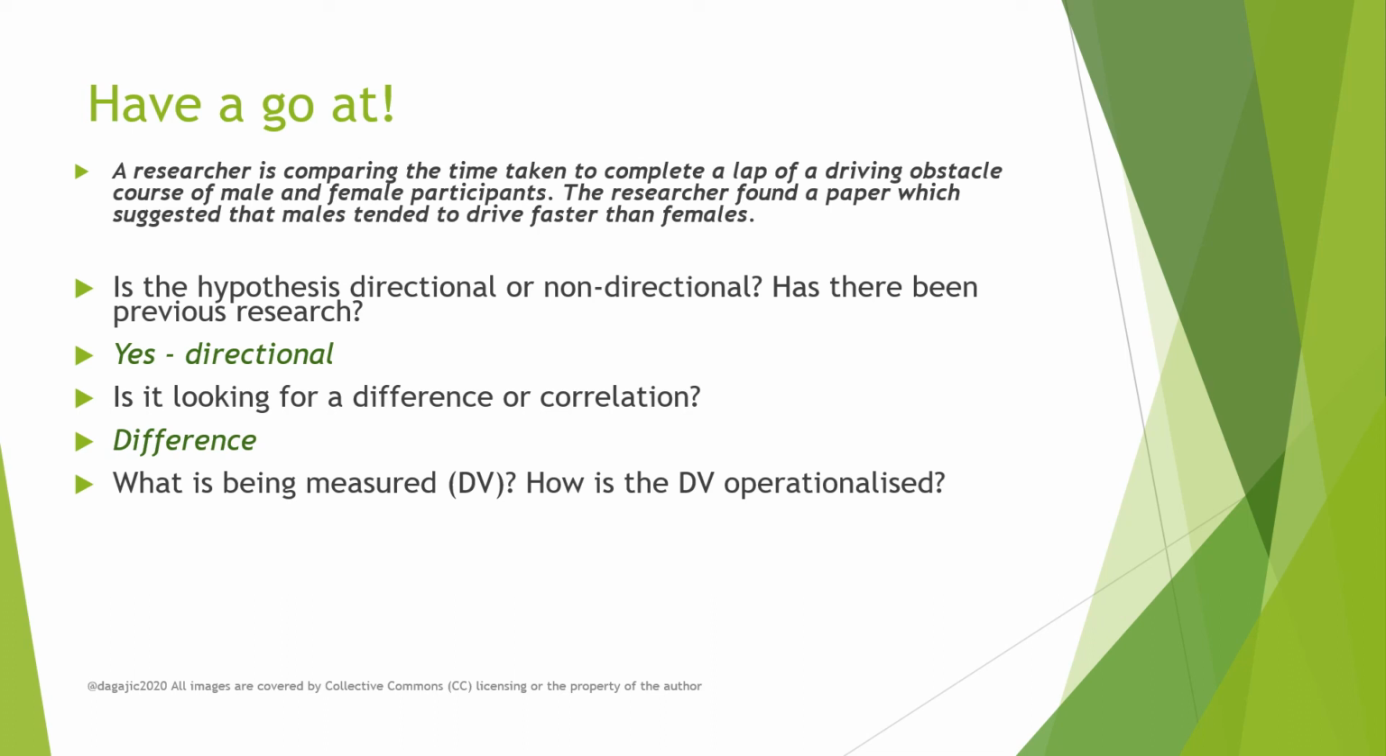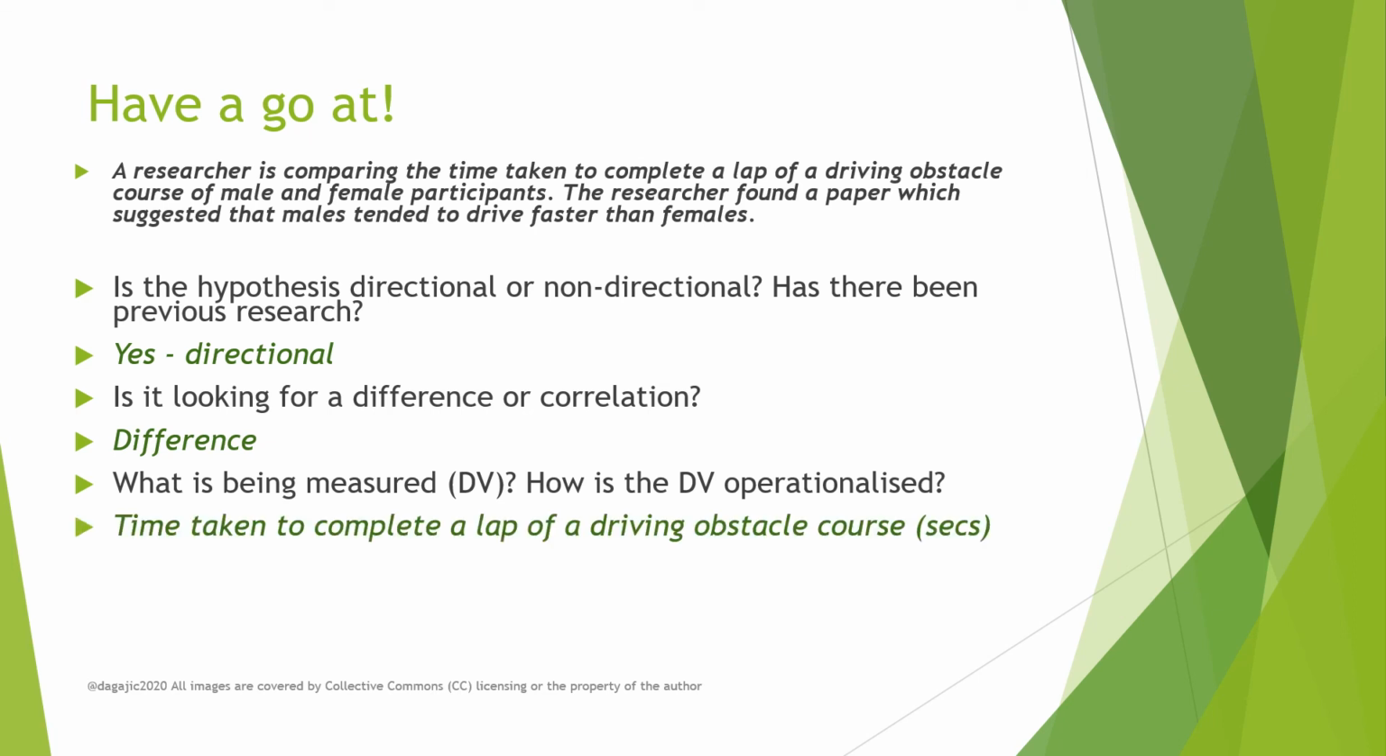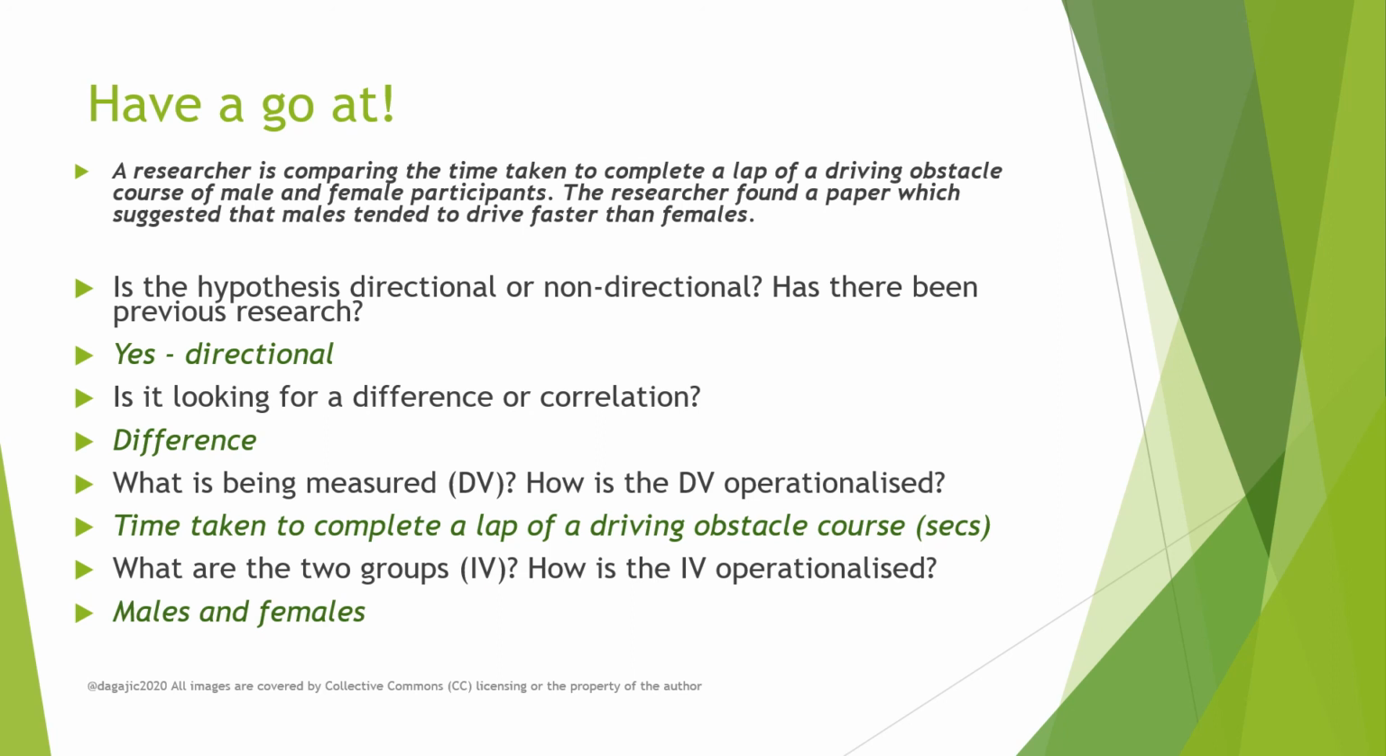What's being measured? Well, what is being measured is the time taken to complete a lap of a driving obstacle course. And I suppose we could argue that that would be measured in seconds. So time taken to complete a lap of a driving obstacle course in seconds. And finally, what are the two groups, the IV, and how is it operationalised? Well, this one's really simple because the IV is gender and it's operationalised by males and females.